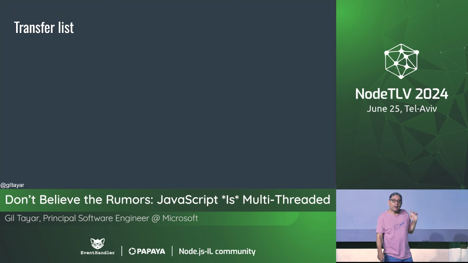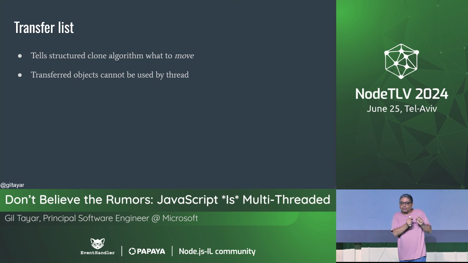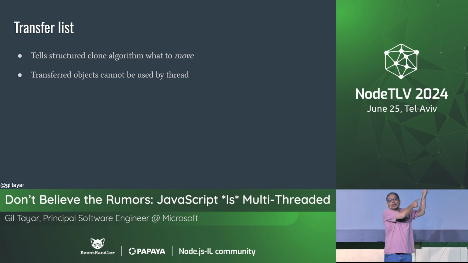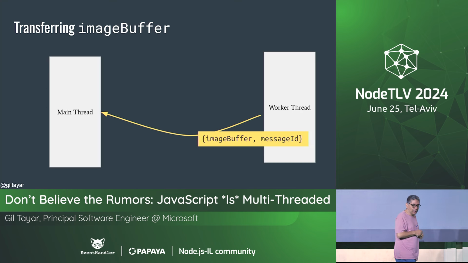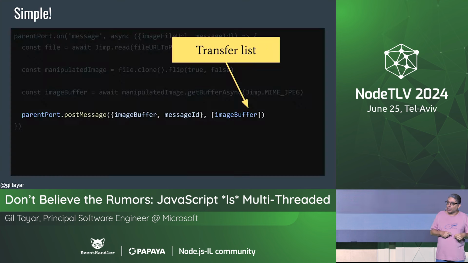That's it. But it moves the array buffer, but after it moves, after you do the post message, you're not allowed to touch the object anymore because it's not yours. It's the other worker, it's the other thread that has that thing. If you try it, it throws an exception, by the way. Tried it. So that's transferring an image buffer, and we're good to go.